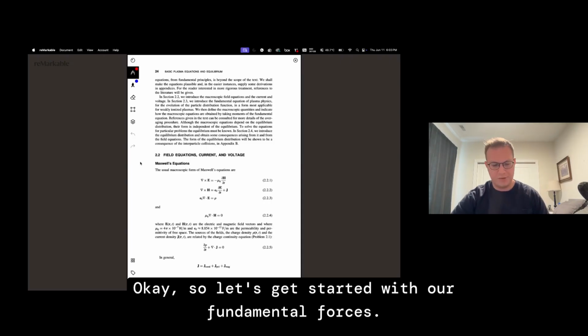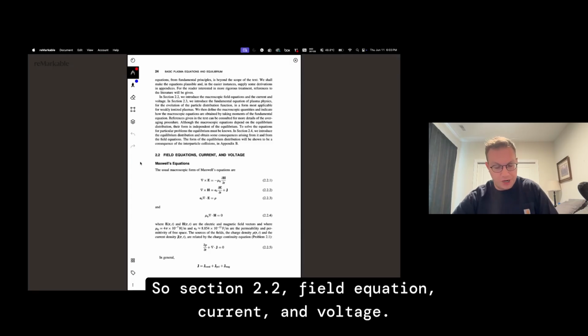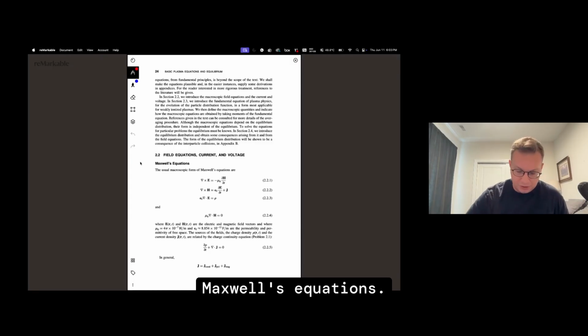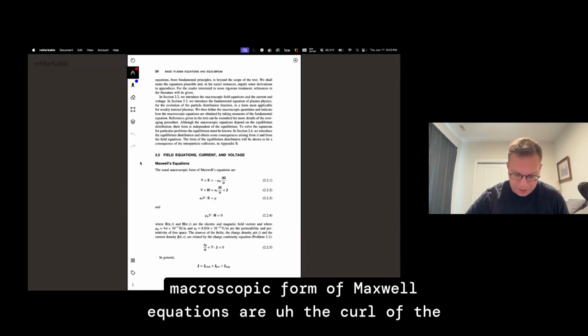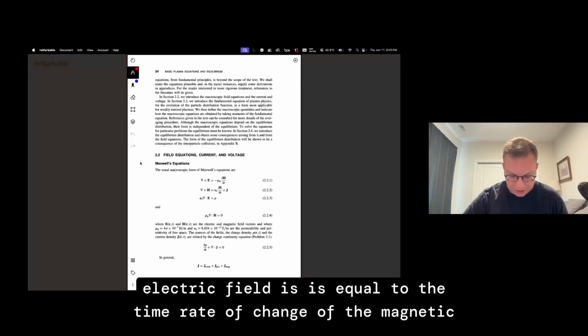Okay, so let's get started with our fundamental forces. So section 2.2, field equation, current, and voltage. Maxwell's equations. The usual macroscopic form of Maxwell equations are: the curl of the electric field is equal to the negative time rate of change of the magnetic field.